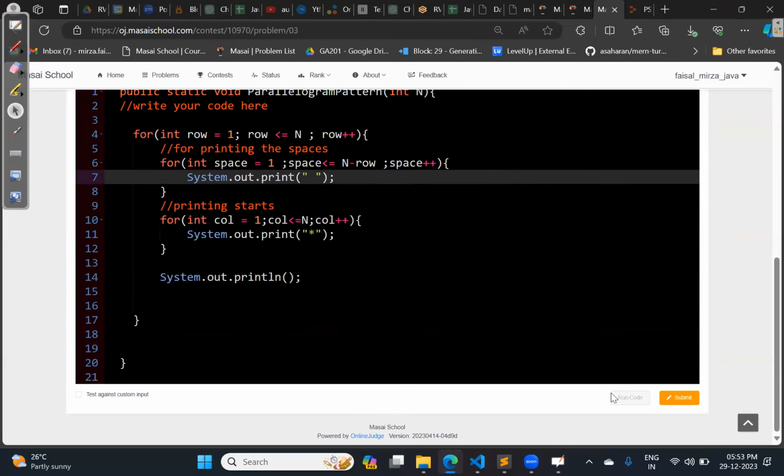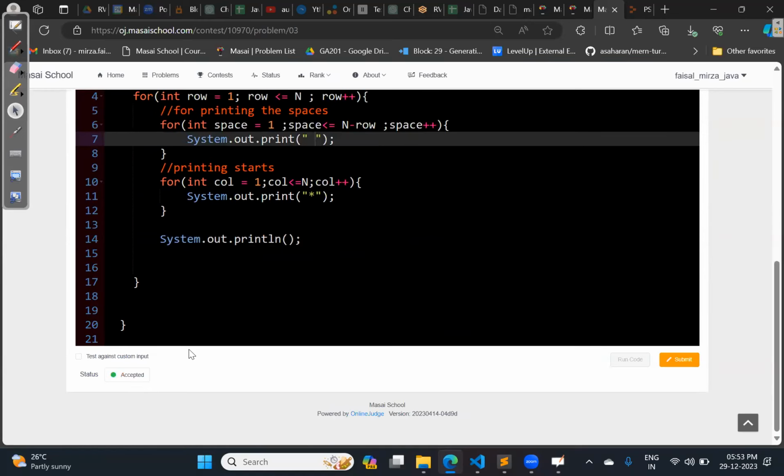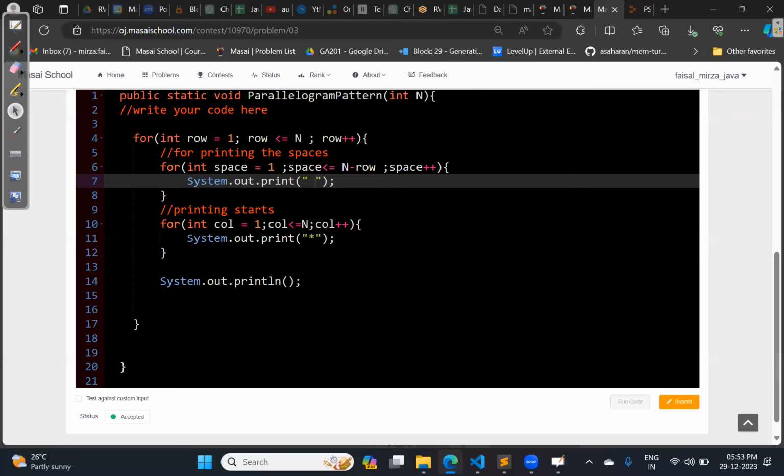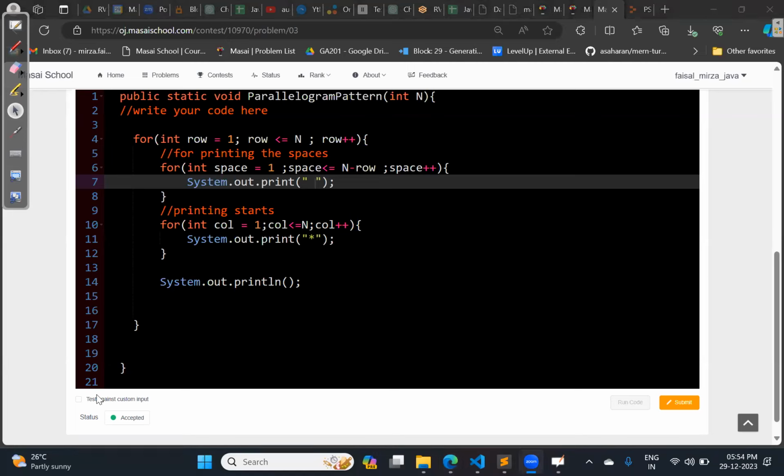This is just a space. Getting it? Simple. Is it clear? Please confirm. Is it clear, everyone?